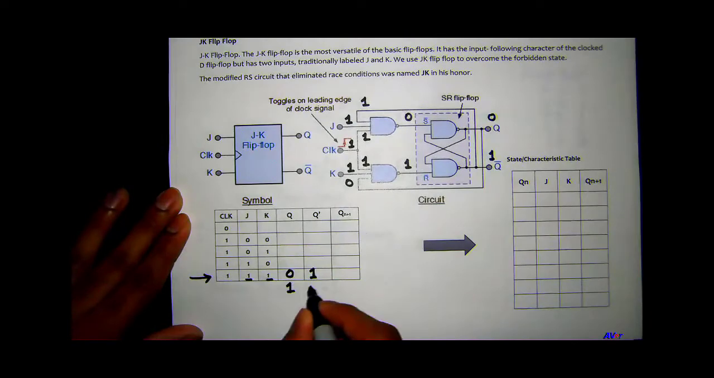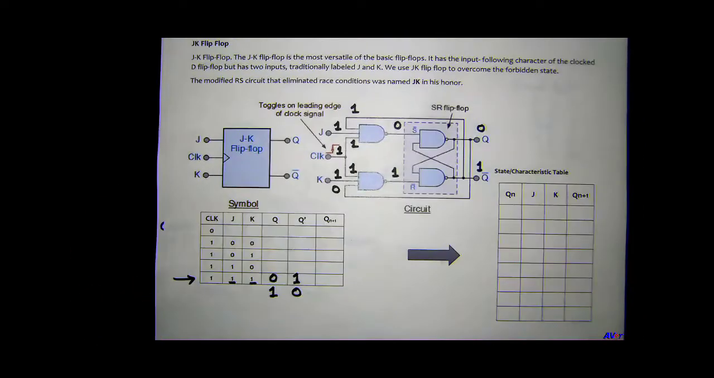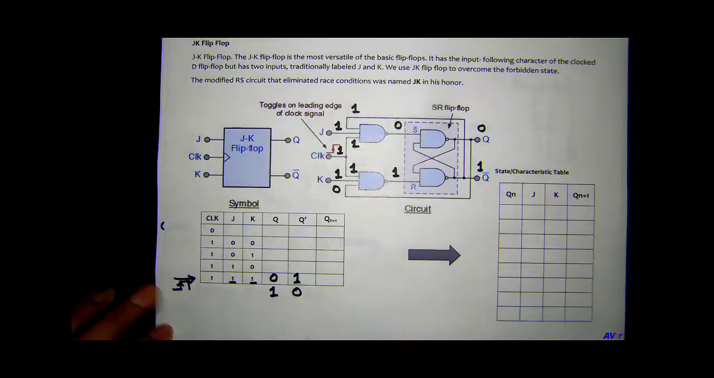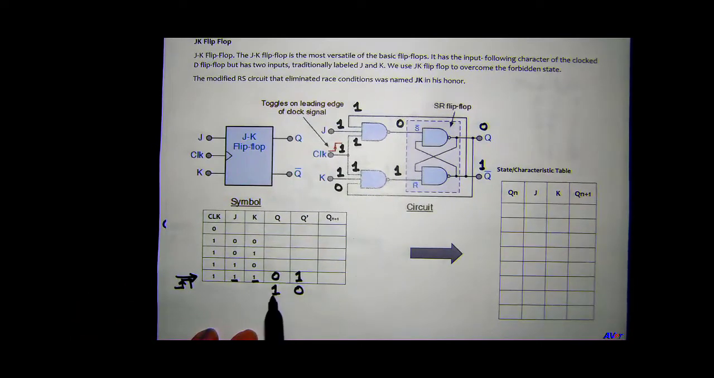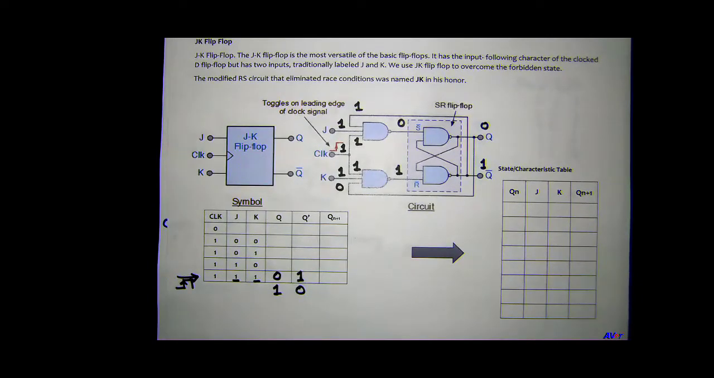Q1, Q naught 0. Okay, now if you notice here, previously we were getting 0, 1. When the next clock comes in, it actually changed from 0 to 1, and Q naught became 1 to 0 because they have to be complement of each other. Okay, so that's interesting. So there is a complement. There's an effect that we know as toggling going on. Let's try one more combination.